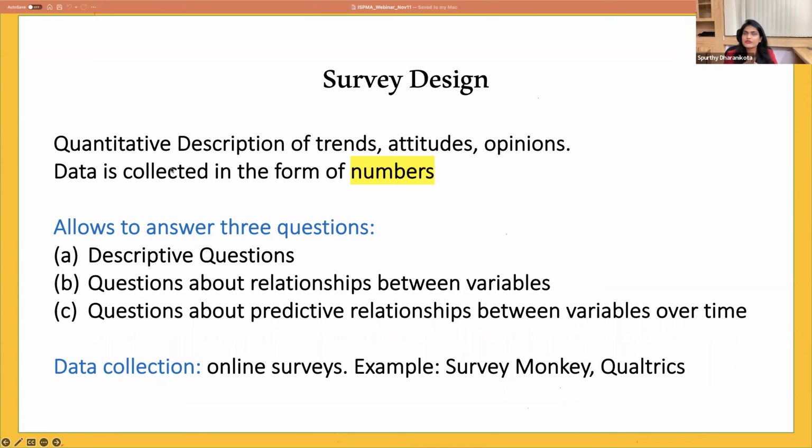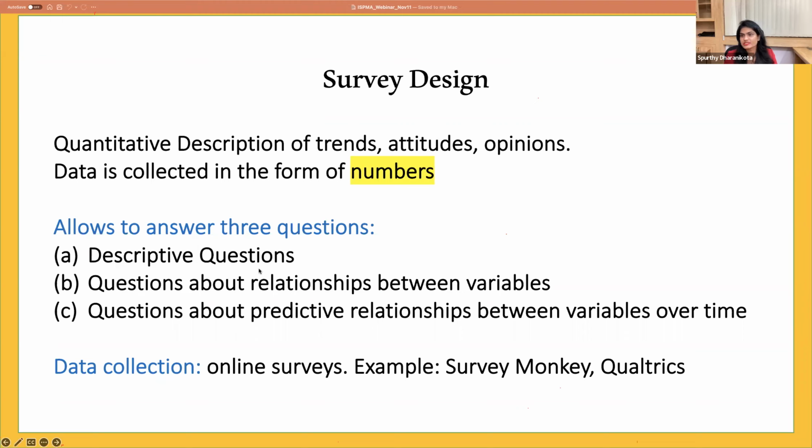So for example, a question could be, how strongly do you agree with the statement? Strongly agree, strongly disagree, moderately disagree. So all of us have taken many surveys like this before, and all these survey questions are actually collecting data from you in the form of numbers, right? And once we have those numbers and have our hypothesis in place, that's when we can start answering these questions.